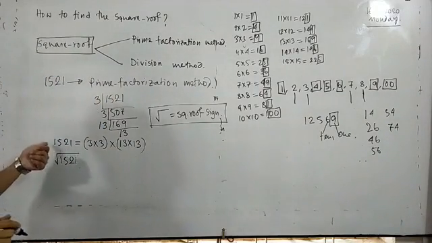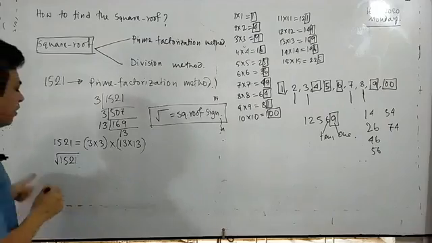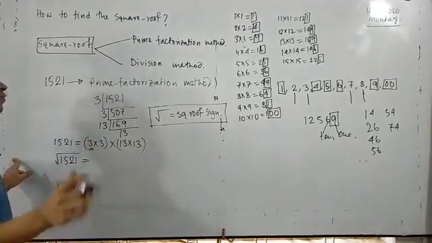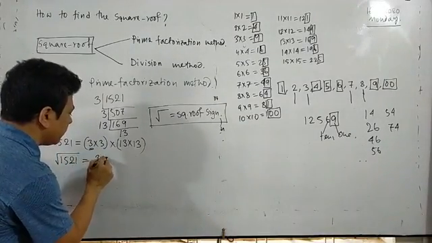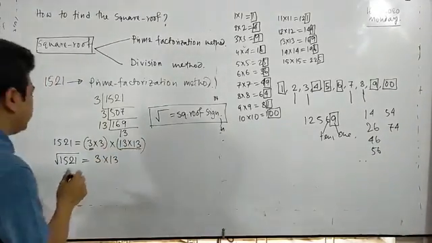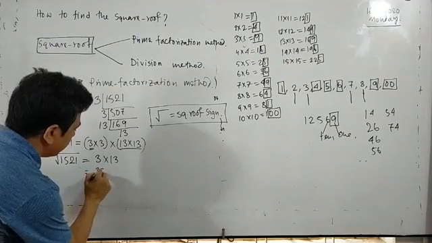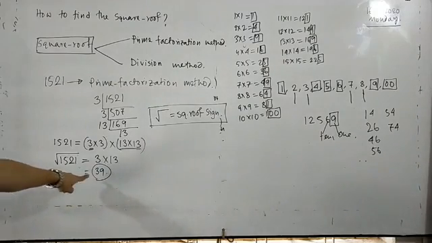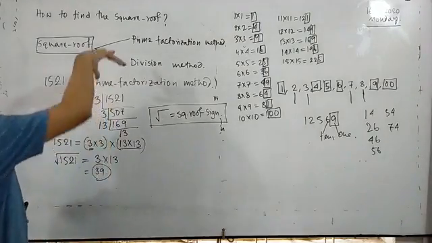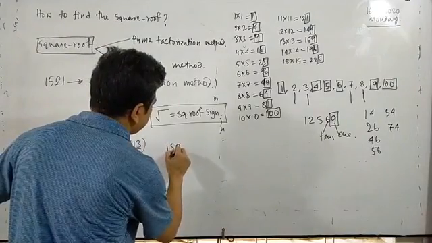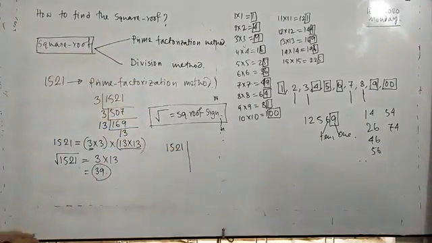So if we write the square root of 1521 equals, we have to take just 1 from this pair, so we take 3, and from this pair we take just 1, so it is 13. So 13 into 3 is 39. The square root of 1521 equals 39. In the same way we can also find it by applying the division method. Look here at 1521, we are applying the division method.